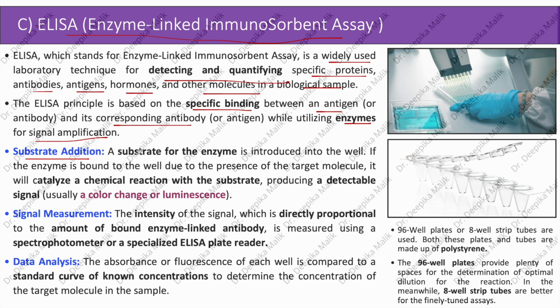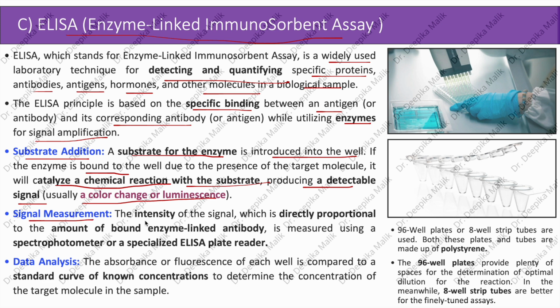Substrate addition. A substrate for the enzyme is introduced into the well. If the enzyme is bound to the well due to the presence of the target molecule, it will catalyze a chemical reaction with the substrate, producing the detectable signal, usually a color change or luminescence.